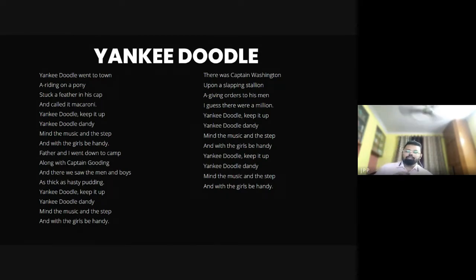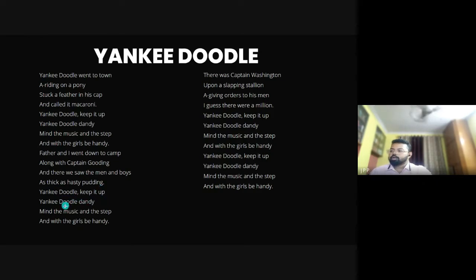So out of the first four lines itself, what we can understand is, upon using all of the methods that we did study a little bit earlier, we can look at this whole poem from a new angle altogether. And when we are adding the angle of the American War of Independence, now this line of yes, father and I went down to the camp along with Captain Gooding, and there we saw men and boys as thick as hasty pudding.